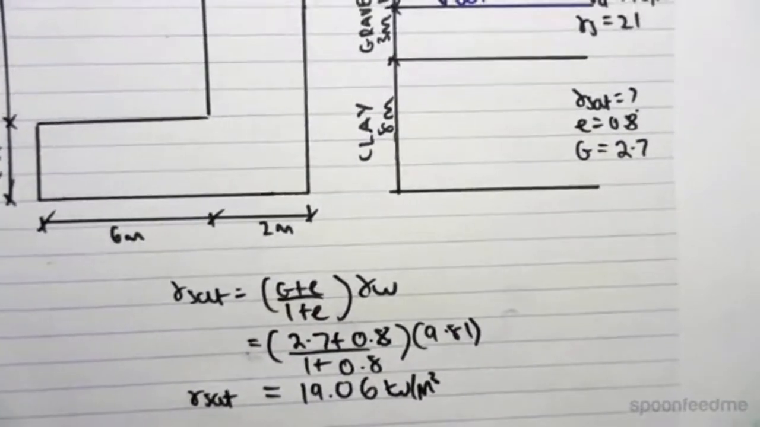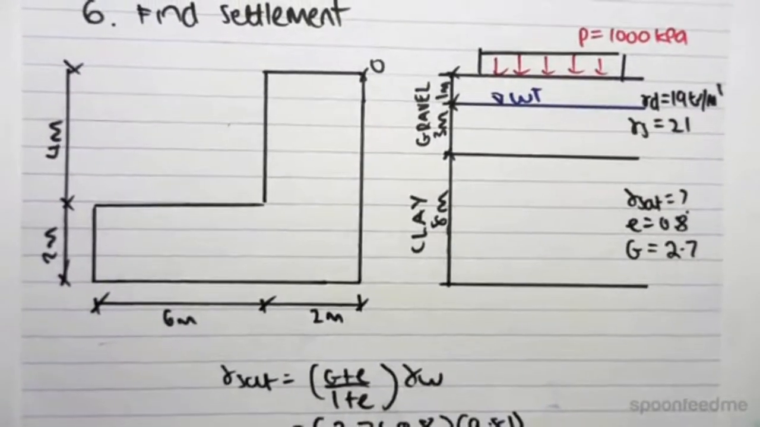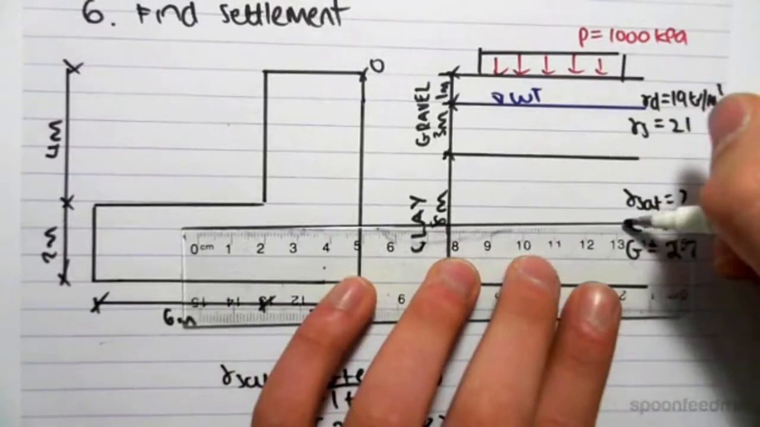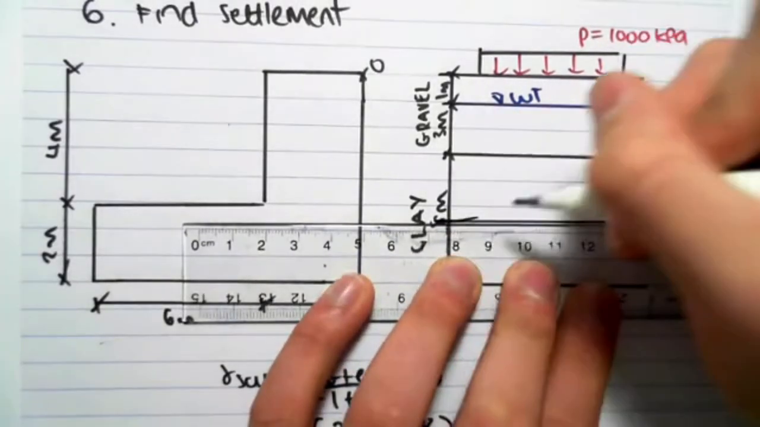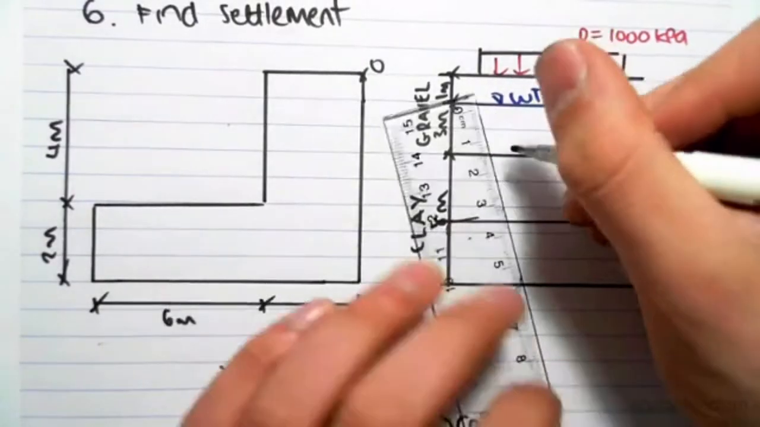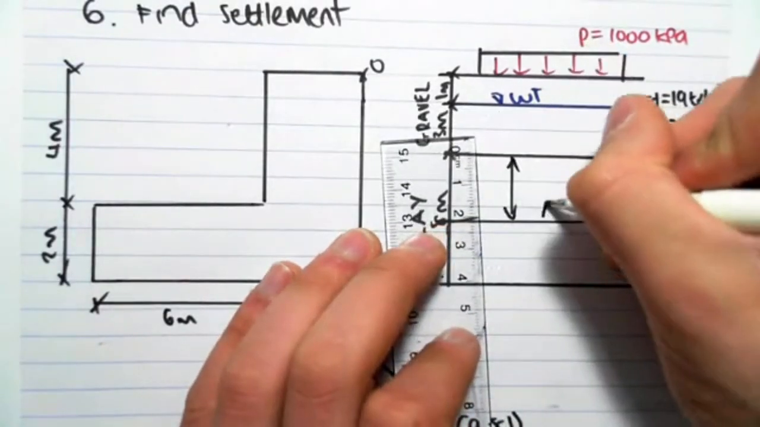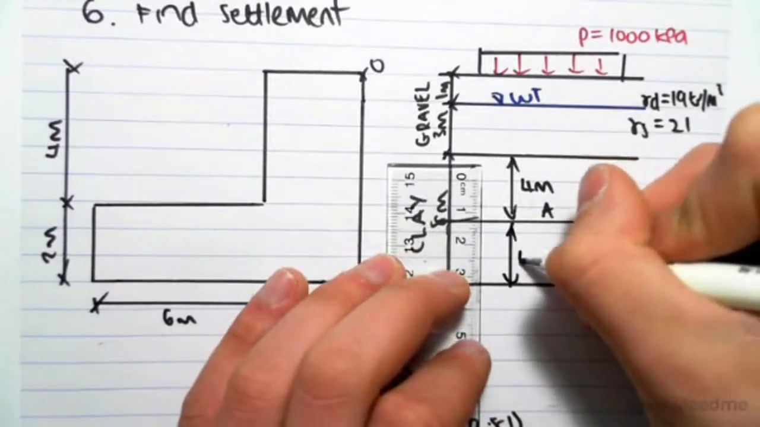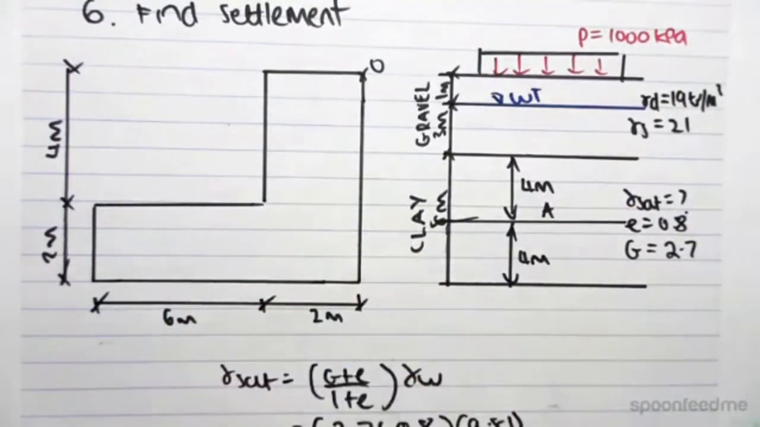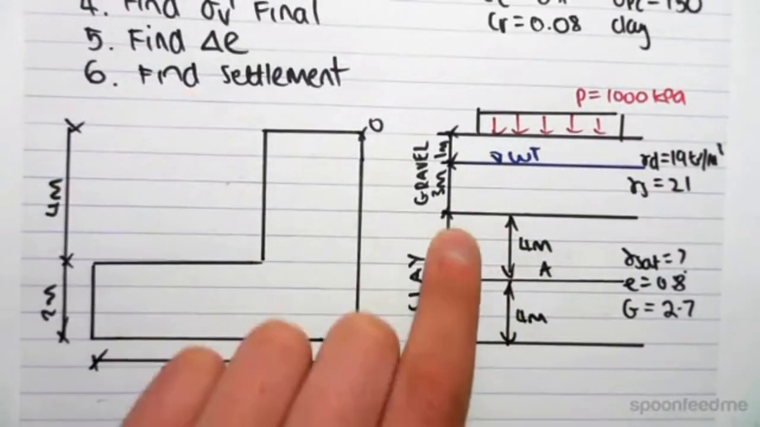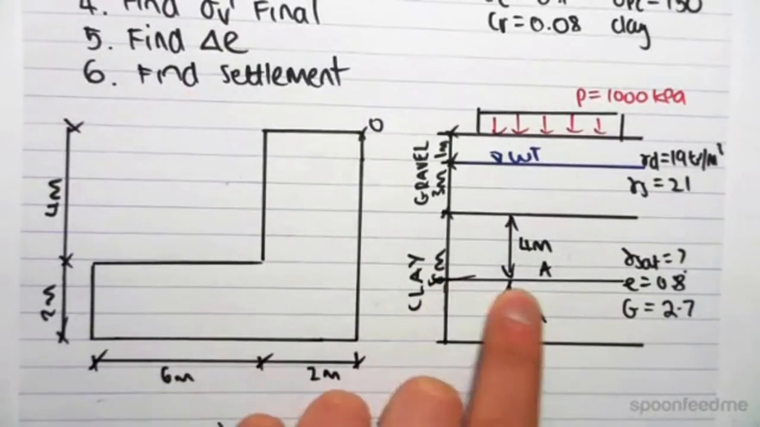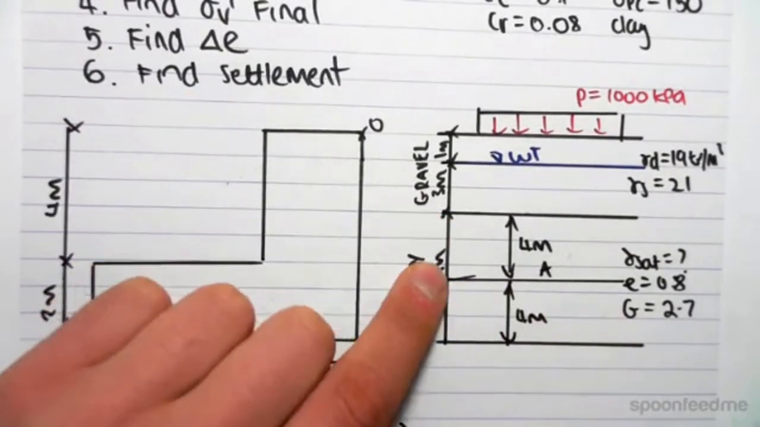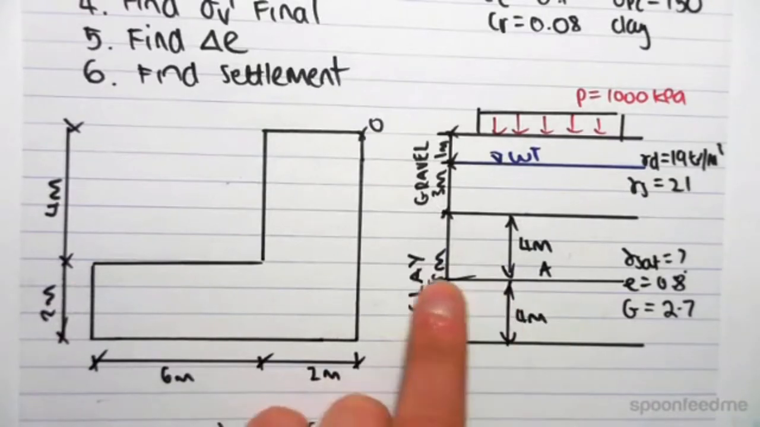So we can then use this information to find the effective stress in the clay layer. We know that when we're doing these types of questions, we need to set the point we're interested in at the midpoint of the layer. So we're interested in a point A, which is 4 meters, because this subdivides the layer perfectly. Whenever we're doing settlement questions, we need to split the layer, and the distance we're interested in is the midpoint of the layer. So 4 meters is the midpoint of 8.